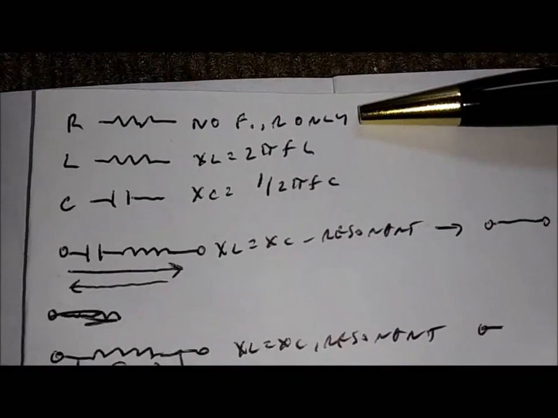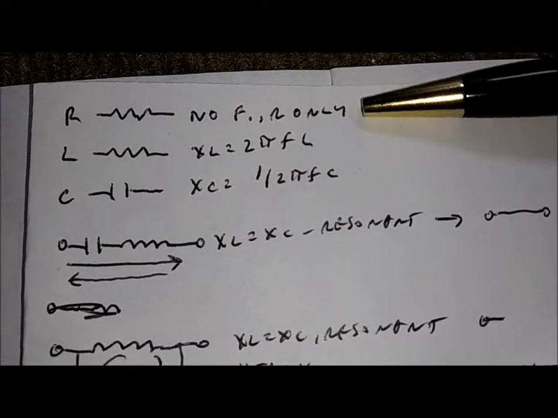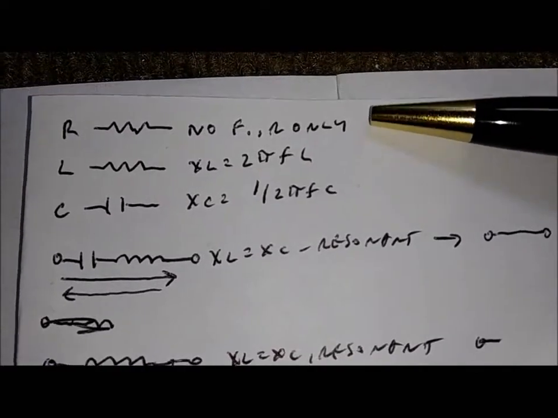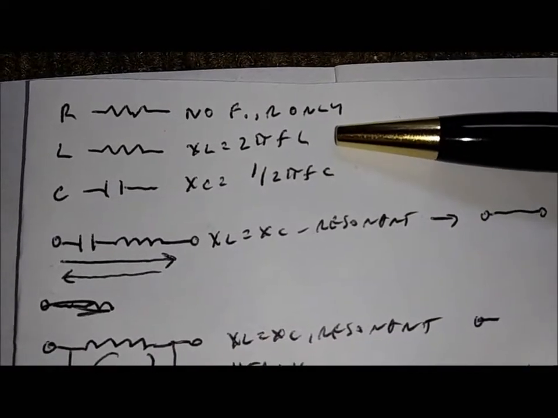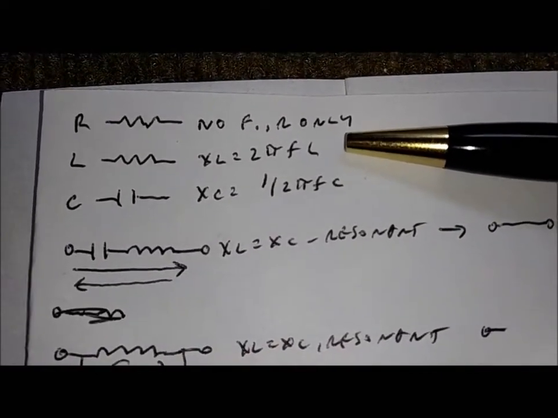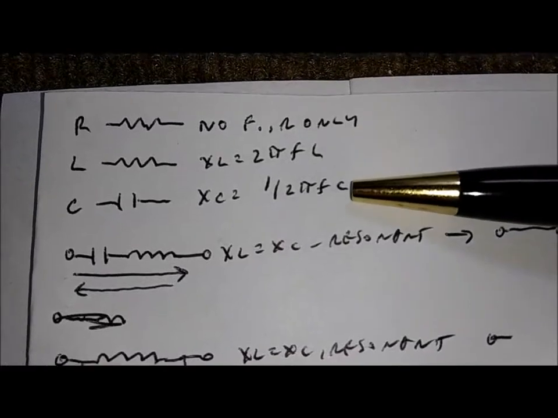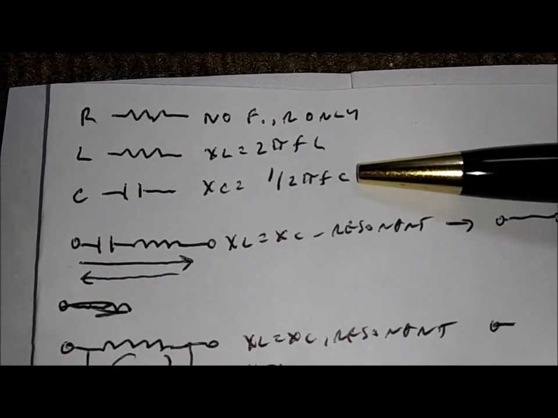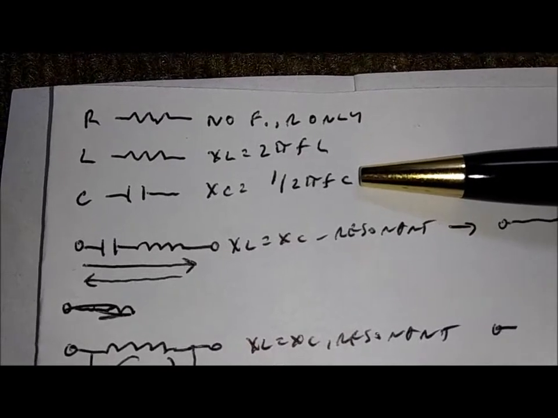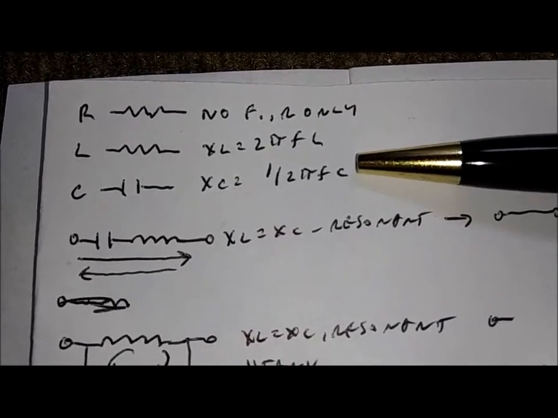There are three fundamental quantities in AC electricity, R, L, and C. R has no frequency component. Very important. L, its inductive reactance is 2 pi times frequency times the inductance. Capacitor is the oddball. X sub C is 1 over 2 pi times frequency times capacitance.